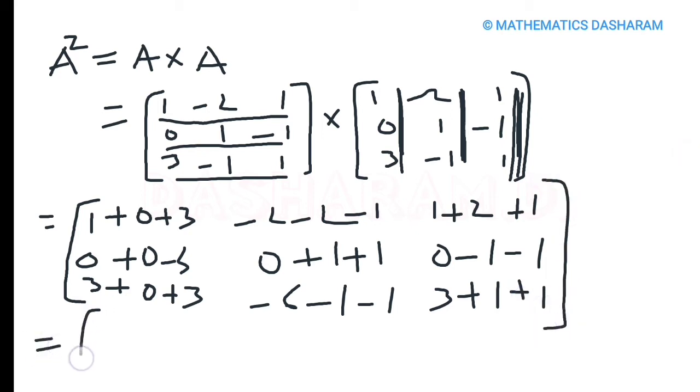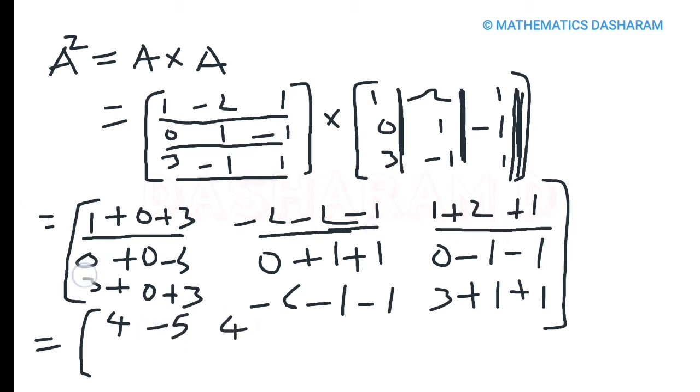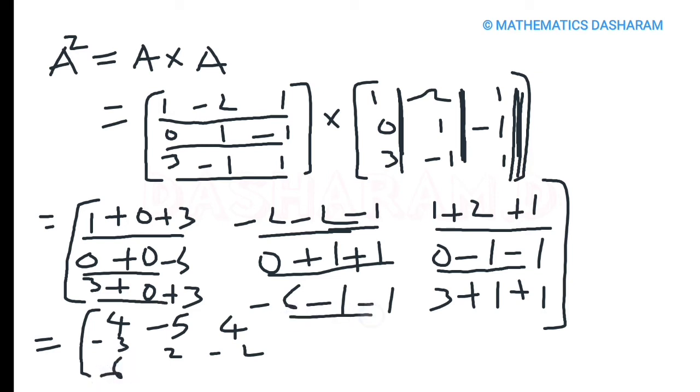So now it equals 1 plus 0 plus 3 is 4, minus 2 minus 2 minus 1 is minus 5, and 1 plus 2 plus 1 is 4, 0 plus 0 plus minus 3 is minus 3, 0 plus 1 plus 1 is 2, and 0 minus 1 minus 1 is minus 2, 3 plus 0 plus 3 is 6. Next, minus 6 minus 1 minus 1, so it is minus 8. Next, 3 plus 1 plus 1 is 5.